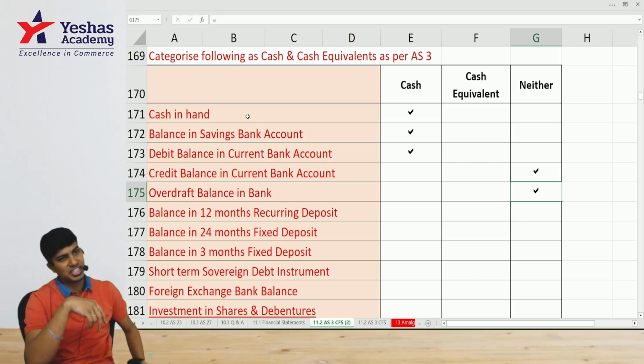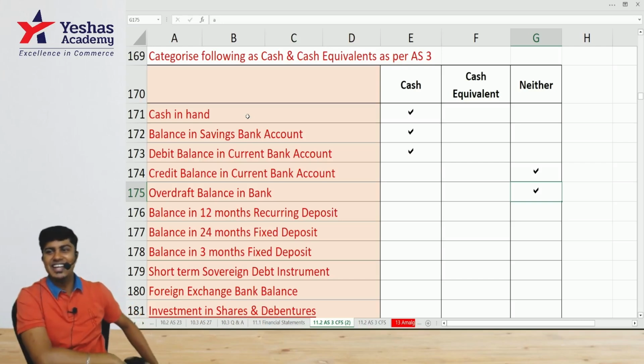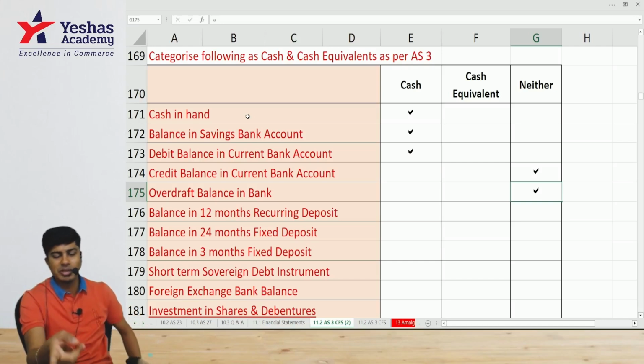How many days? 3. So it is 90 days. Basically 3 months. So how many months is it here?